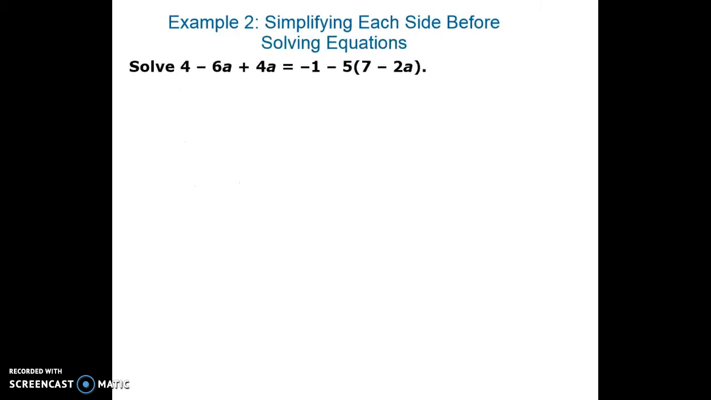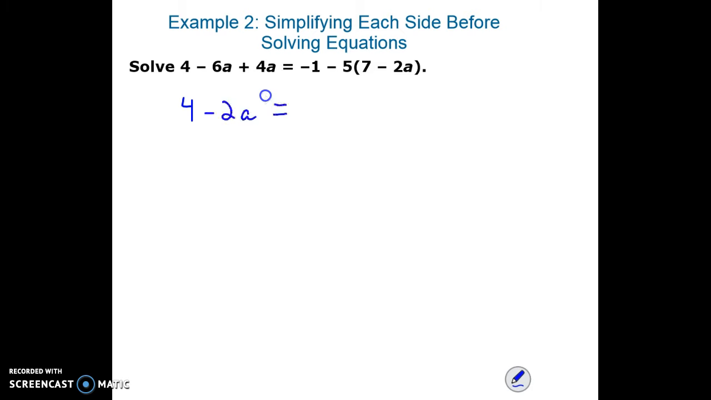The next thing we want to look at is when you have to simplify each side before solving. So now you've got this series of things going on. I'm going to step to the board, and I'm going to use my loud projection voice so you can hear me. When I want to solve this, let's clean things up first. On the left side of my equation, I've got 4 minus 6a plus 4a. Well, 4 minus 6 and plus 4 is minus 2a.